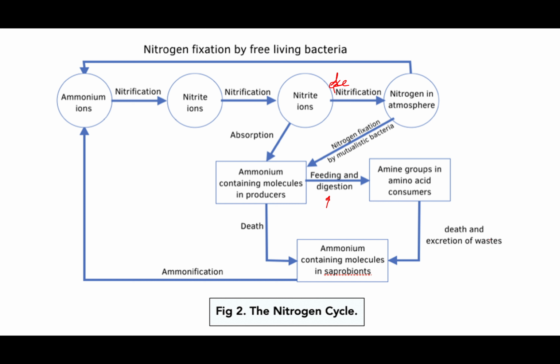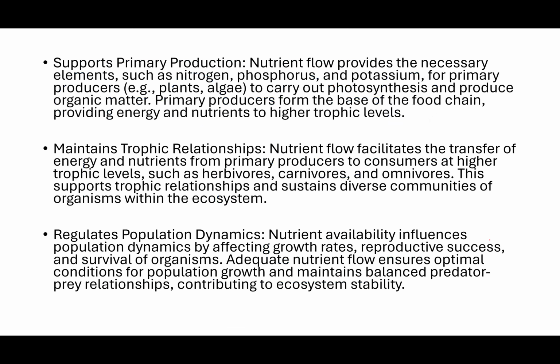So the importance of nutrient flow. This is just a list of the importance of nutrient flow, right? It supports primary production. Nutrient flow provides the necessary elements such as nitrogen, phosphorus, potassium, and all these other things for the primary producers to carry out photosynthesis to produce organic matter. And this organic matter is precisely the thing that holds up the entirety of the ecosystem, right?